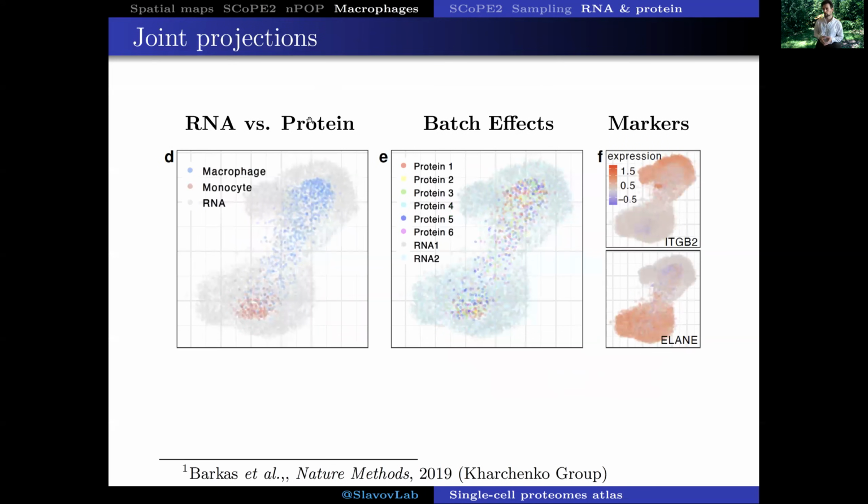We also performed joint dimensionality reduction of our dataset, which resulted in two clusters corresponding to the monocytes and the macrophages that co-clustered between the RNA and the protein cells, but the protein cluster was tighter, as shown here with blue and red, as opposed to the more diffused cluster based on the RNA data, suggesting that there is potentially less technical and biological variability in the protein data as opposed to the RNA data.